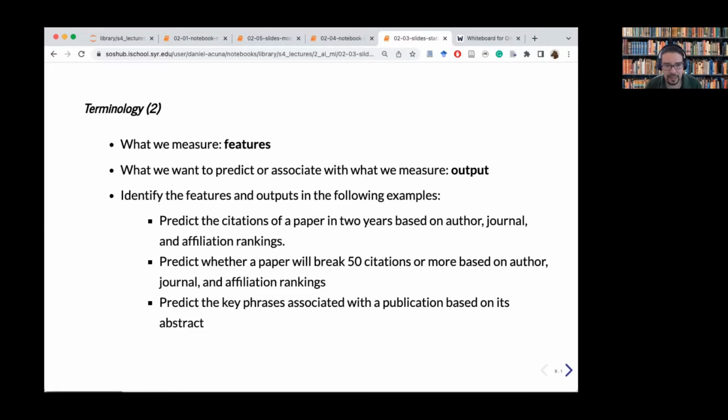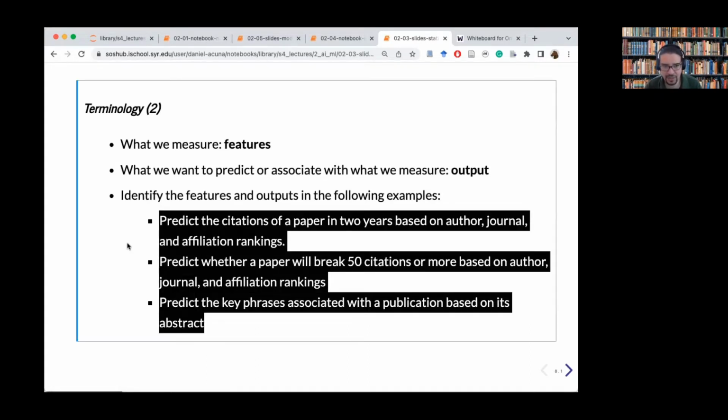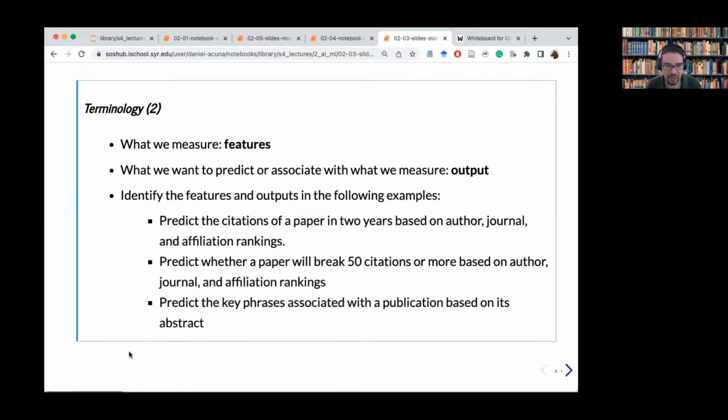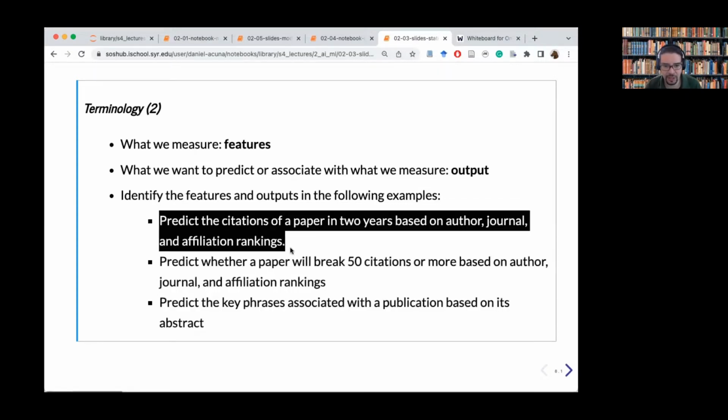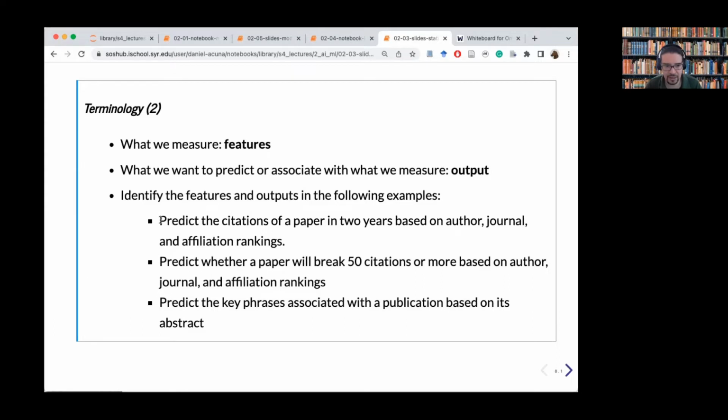So let's think about this. I have three problems here that are about science of science. Let's take maybe a minute to think about what you think the features are of these problems, and what you think the outputs are. What are the things that we're trying to predict? Okay, so let's take a look at the first one.